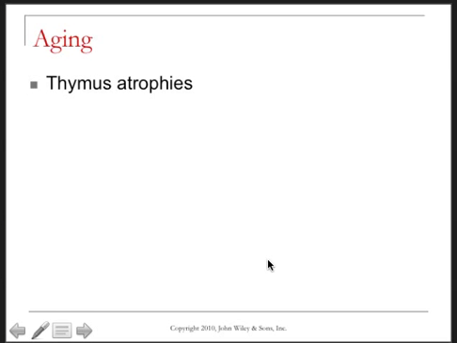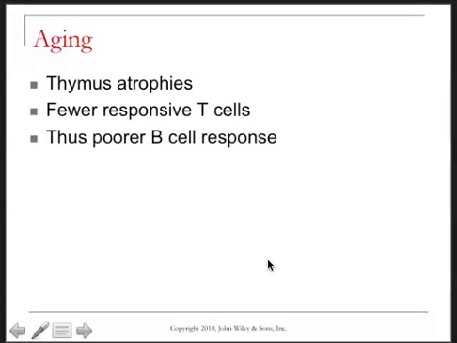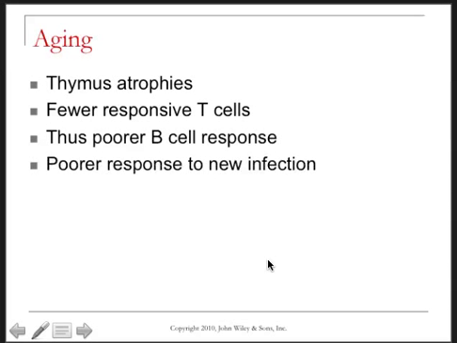Now, as we age, the thymus will atrophy, which isn't a big deal because we don't really need it once we have generated a competent T cell population. We have fewer responsive T cells, however, and as a result, we have a poor B cell response, and as a result, a poor response to new infections. So this is one of the dangers with aging, that we're not as capable of fighting off a pathogen if it shows up, and as a result, we're more likely to get an infection and to get sick.